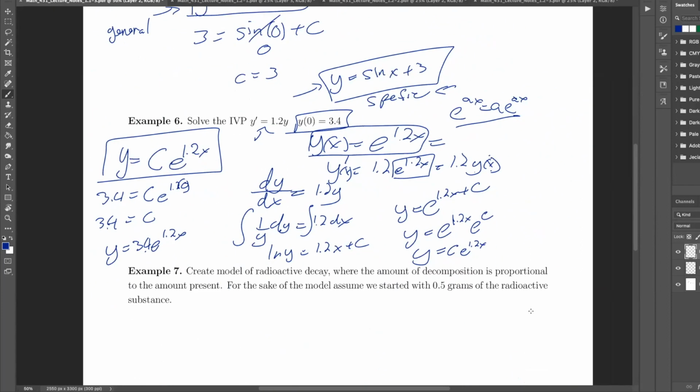All right, so let's build one model. Can I have my blue back? I lost my blue again.